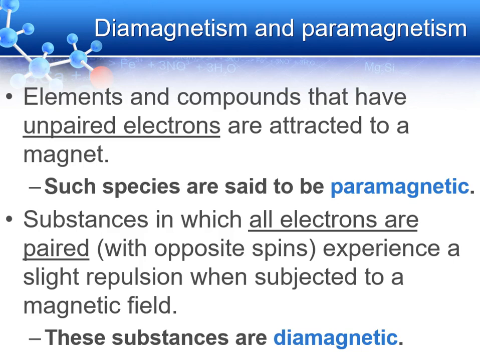That leads pretty logically, I think, into a discussion of diamagnetism and paramagnetism. Elements and compounds that have unpaired electrons are attracted to magnets, and those species are said to be paramagnetic. But if all of the electrons are paired with opposite spins, they experience a slight repulsion when subjected to a magnetic field, and we say that these substances are diamagnetic.